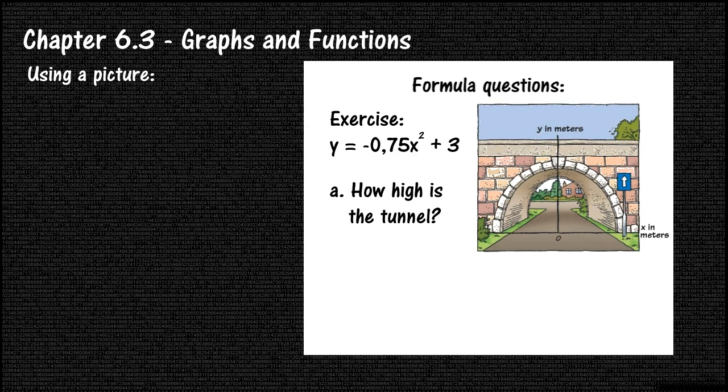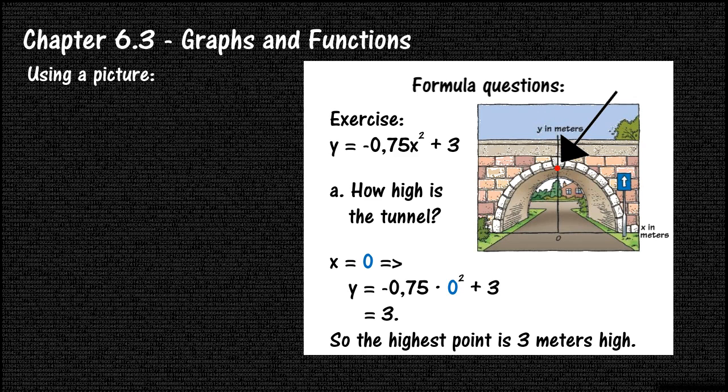We just have to make sure we evaluate the formula for the correct value of x. As the highest point of the tunnel is precisely in the middle, that means x has to be equal to 0. So we evaluate for x is 0 and calculate y. Our answer here is 3, which means that this point over here is 3 meters high.